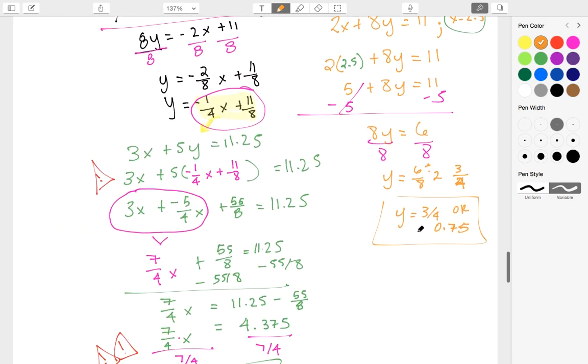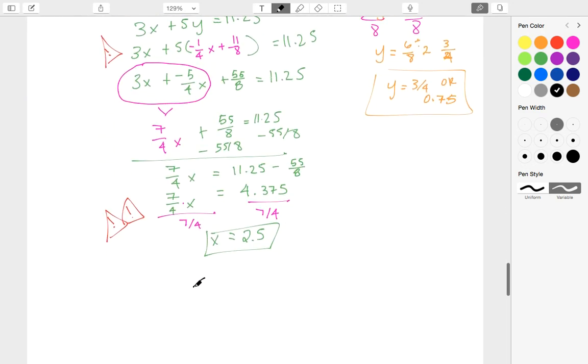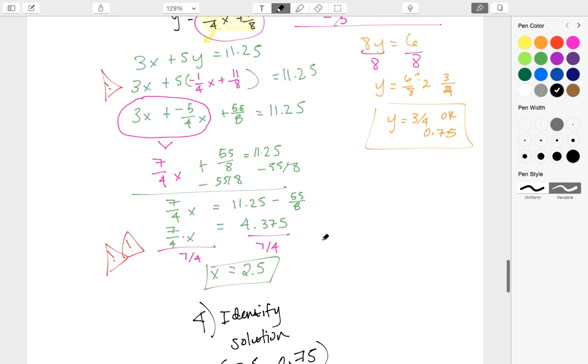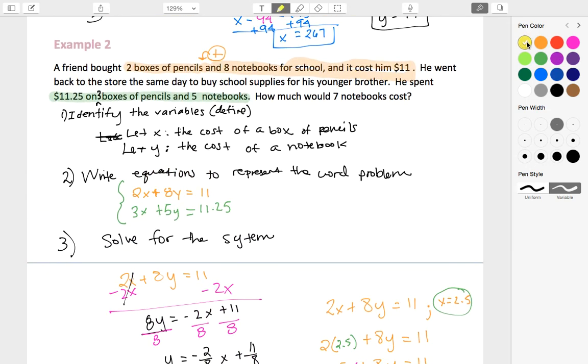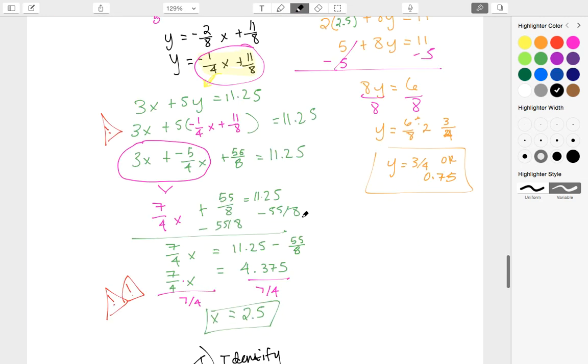Okay, so now that we've identified our solution, we can go back to the problem. So right here, we did all this work. I know it's a lot, but for step 4, we want to identify our solution. And our solution is 2.5 and 0.75. But the challenge about this one is it didn't ask to find the solution. It asked right here, which is very, very important. This is our find. It says, how much would 7 notebooks cost? So we need to figure out 7 notebooks and the value of that.